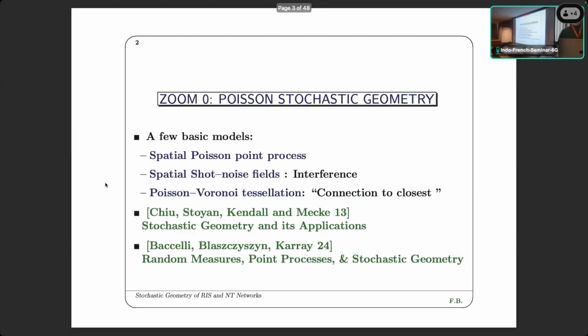Let me start with what stochastic geometry is all about. It might be superfluous for some of you, but perhaps not for all. You represent basic objects of a network as spatial point processes or spatial random structures, random closed sets, whatever. For instance, base stations, RIS, things like that, or non-terrestrial objects, I mean, UAVs and so on. And you represent interference as a functional of these point processes, what is called the shot noise process.